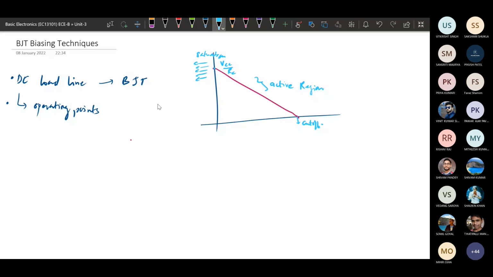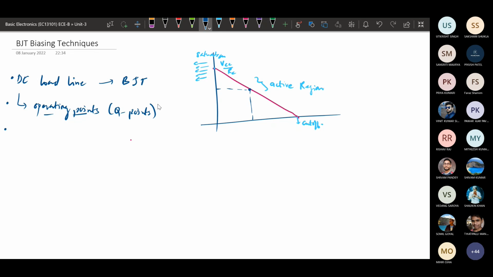Okay, so we have seen all this, and why the DC load line, or the operating point, the Q point, is required for proper operation of a BJT as an amplifier. The operating point should be within this active region, and to have proper operation of the BJT as an amplifier, the operating point should be at the middle of the load line. The middle of the operating line will be the optimum, most efficient operating point at which the BJT should be working, so that the amplifier does not have any distortion.